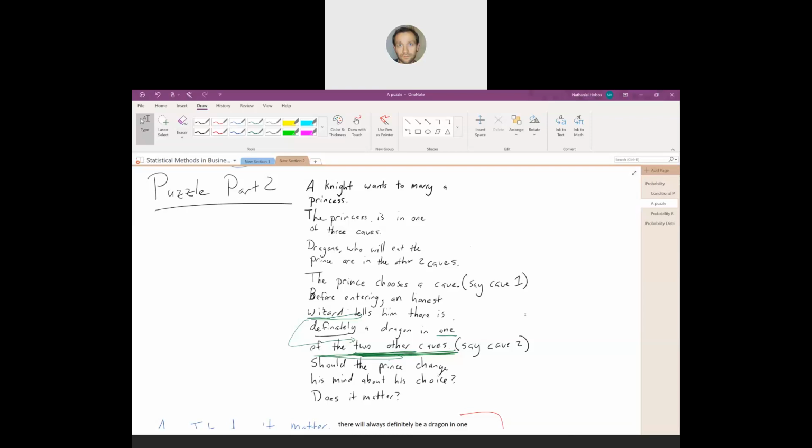So let's say the knight comes up and he chooses cave two. He's going into cave two to find the princess. Now he's stopped by the wizard. What would the wizard say to him? Well, he would tell him that there's a dragon in one of them. Which ones? One of the ones that he didn't pick. I guess in your example, it'd be 1 and 3. Right. Okay. Very good.